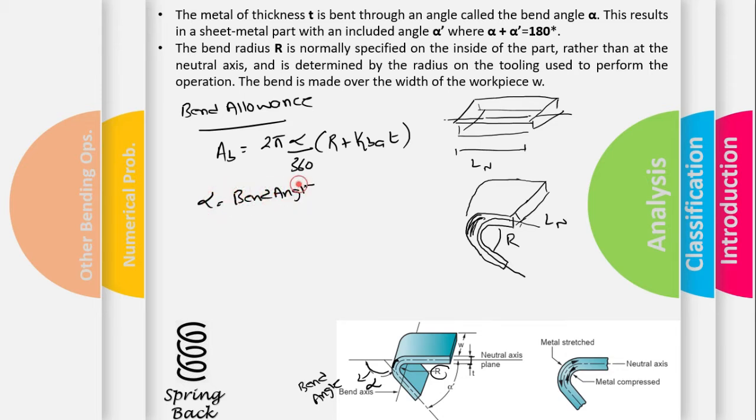Here alpha is the bend angle, as we have already seen. R is the bend radius, T is the stock thickness, and kBA is the stretching factor, you can say.